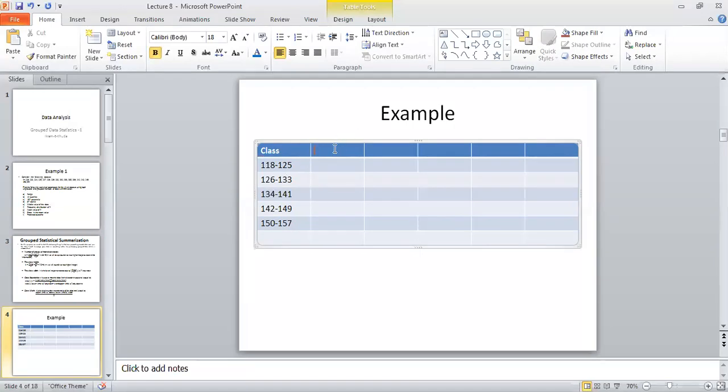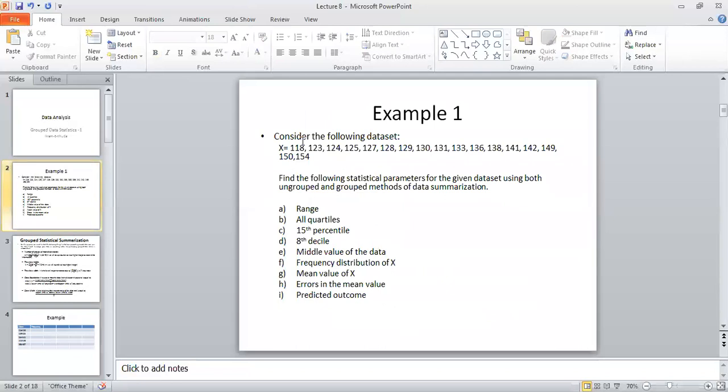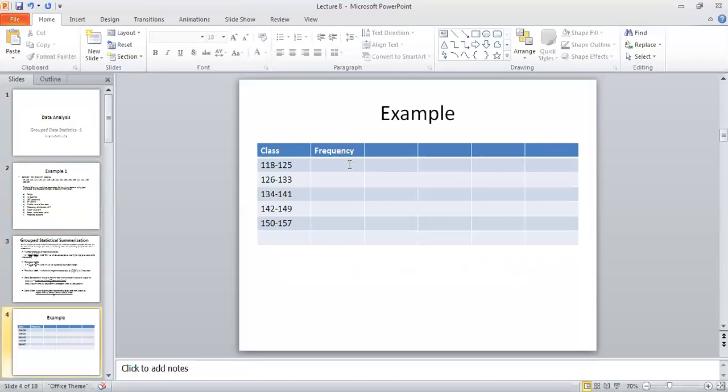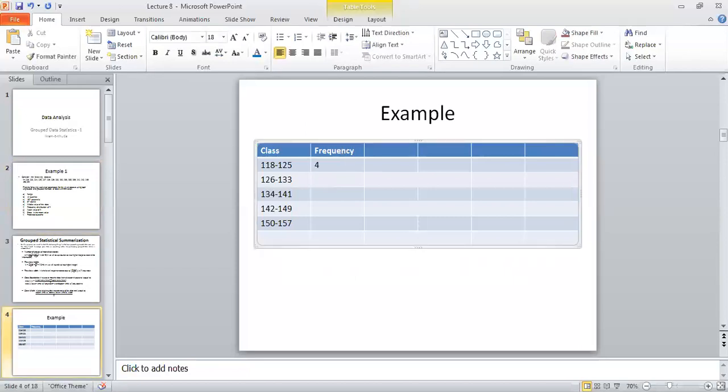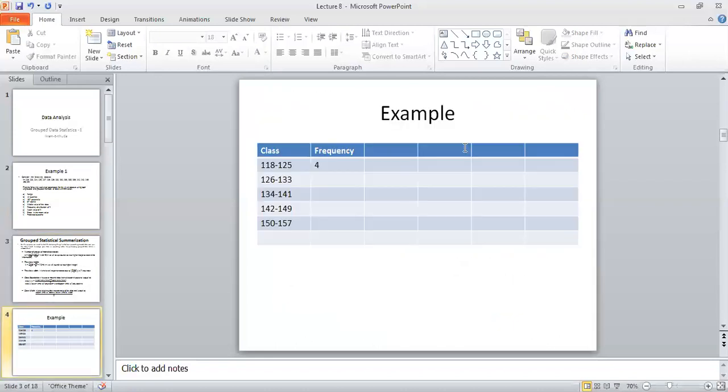The next thing that we need to put over here in the second column is the frequency. By frequency, we mean how many values we have within these intervals, including the interval limits. So if you look into the data set, from 118 to 125, we have got 1, 2, 3, 4 values. That means the frequency of this class would be 4. Likewise, from 126 to 133, including 126 and 133, we have got 1, 2, 3, 4, 5, 6. So the frequency of this class would be 6.